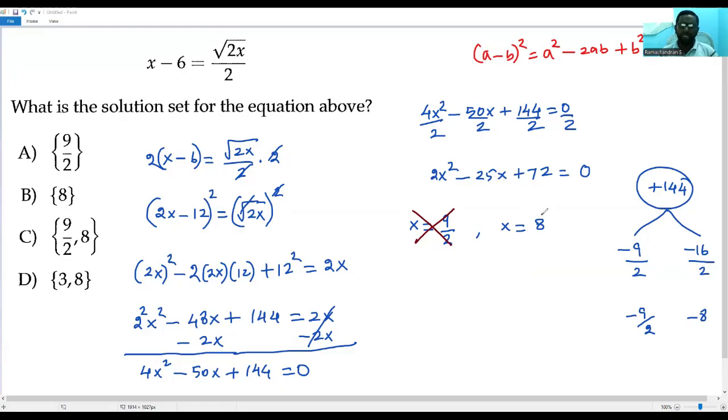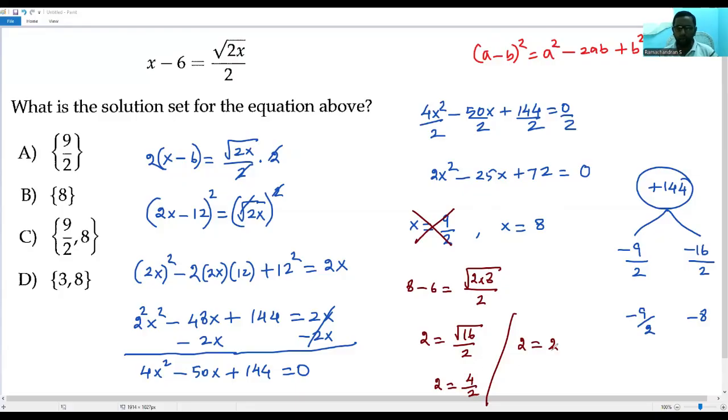Now let me verify the second solution, x equals 8. For that we have to plug in this 8 for x into the equation over here. Then we get 8 minus 6 equals the square root of 2 times 8 divided by 2. 8 minus 6 is 2, and here the square root of 2 times 8 is the square root of 16 divided by 2. Then we get 2 equals, we know that the square root of 16 is 4, that is 4 divided by 2. We get 2 equals, when I divide 4 by 2, I am getting 2. When I plug in x equals 8 into the given equation, I am getting a true statement, that is 2 equals 2, it's a true statement.